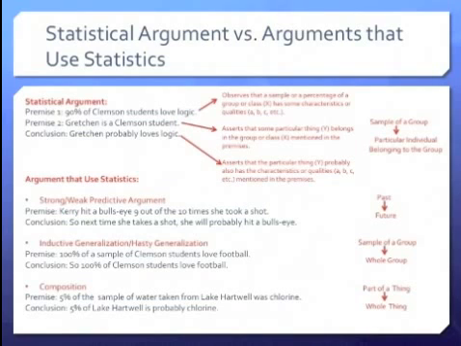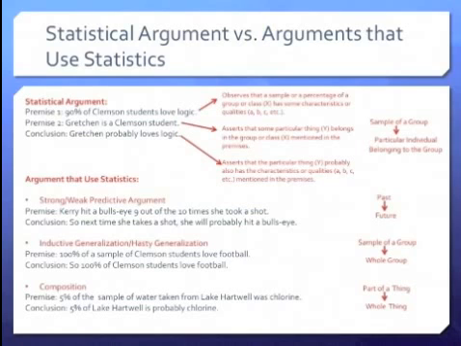We can see these features of a statistical argument in our example here. In this example, premise 1 states that 90% of Clemson students love logic. Then the second premise states that Gretchen is a Clemson student. Then the conclusion asserts that Gretchen probably loves logic. In short, you can understand the form of a statistical argument as an argument which moves from an observation about a sample of a group or population in the premises to a conclusion about a particular individual belonging to the group or population.